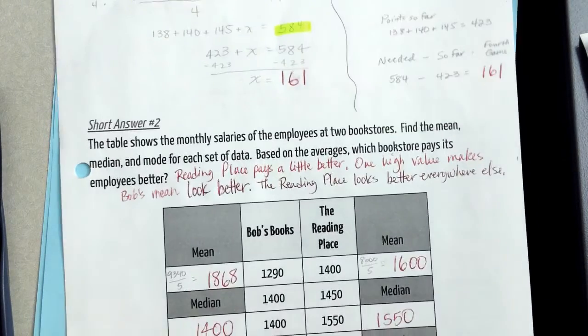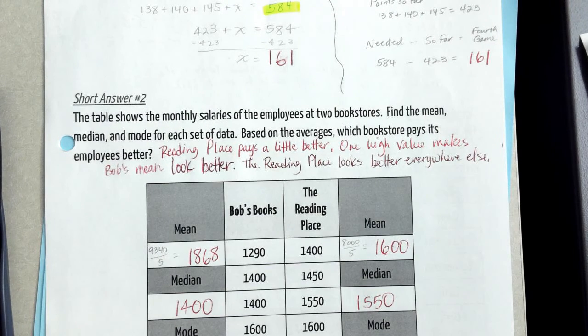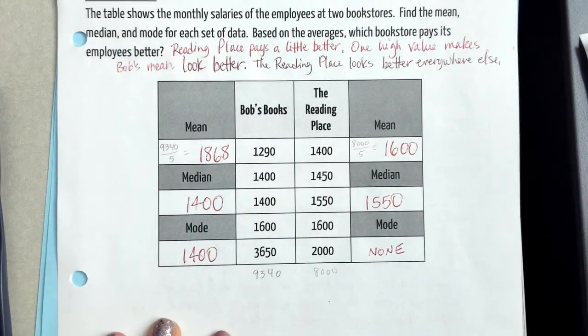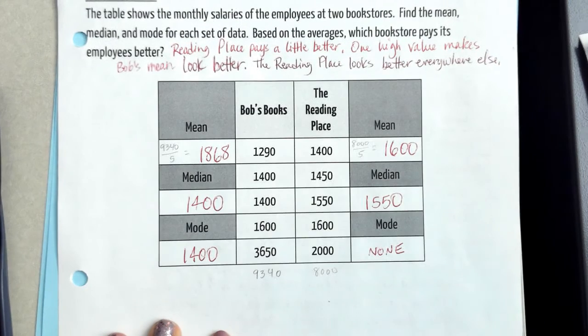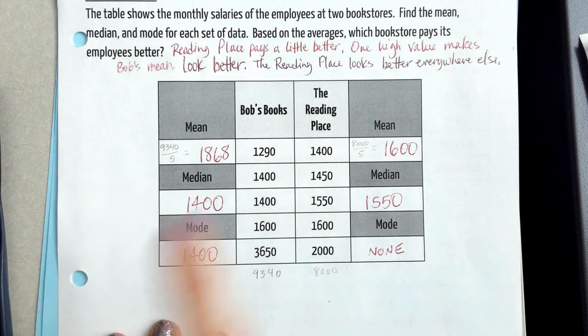Number 2 says the table shows the monthly salaries of the employees at the bookstores. Find the mean, median, and mode for the set of data. So we went through and found all of those. Remember, mean, you add them all up, divide by how many there are. Median, list them in order from least to greatest, find the middle number. And mode is which one repeats the most. So we have our numbers here. Then the question is, based on the averages, which bookstore pays the employees better?